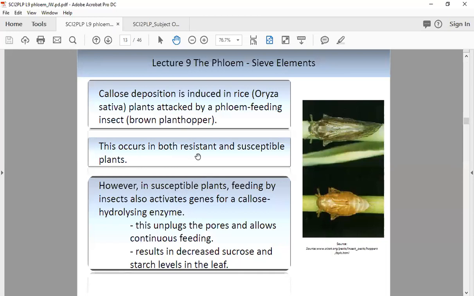So that's how some plants are susceptible, and obviously this implies that in resistant plants, that callose hydrolyzing enzyme is not activated. So the aphids, the plant hoppers rather, tend not to get very much out of feeding on the resistant plants, because the sieve element has been blocked.